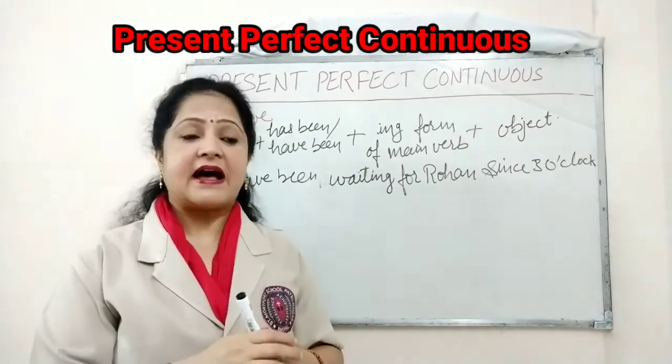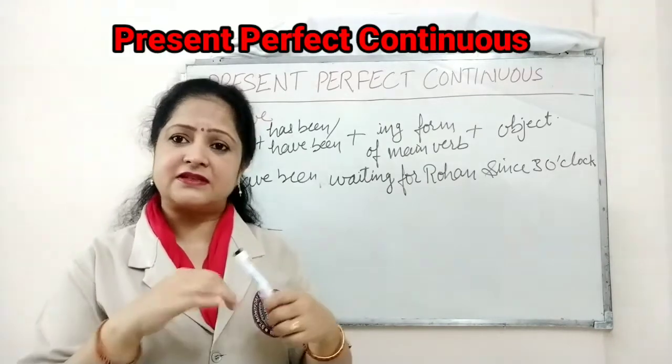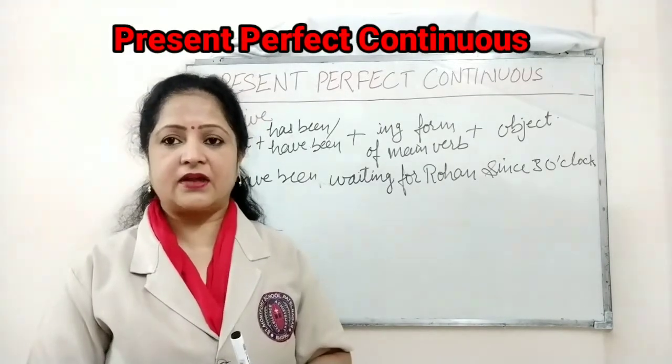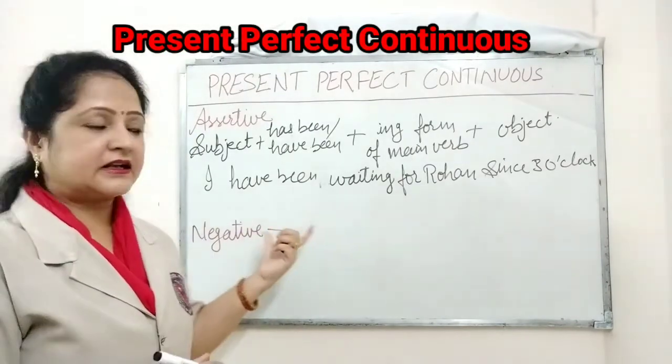So here I have written: I have been waiting for Rohan since 3 o'clock. That means I started waiting at 3 o'clock and am still waiting. Okay. So now let's see how to make sentences in negative form.